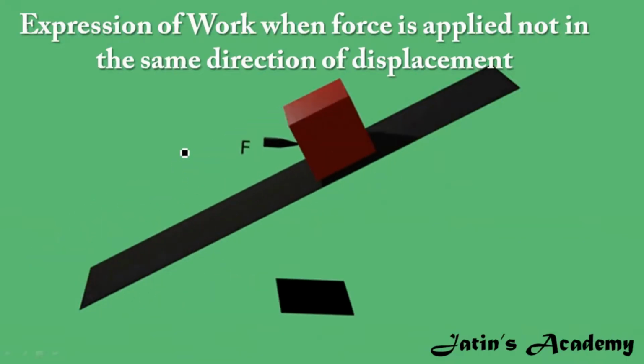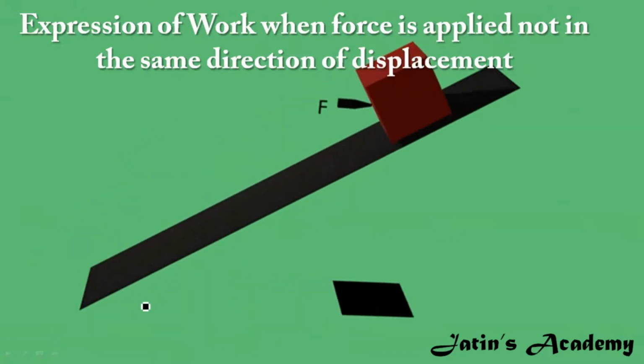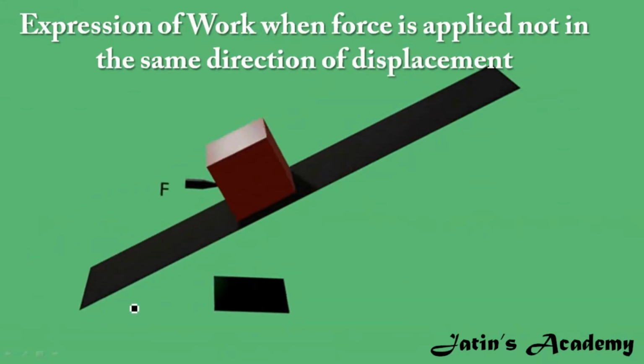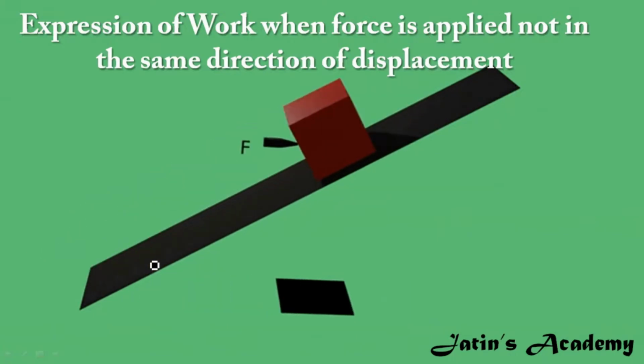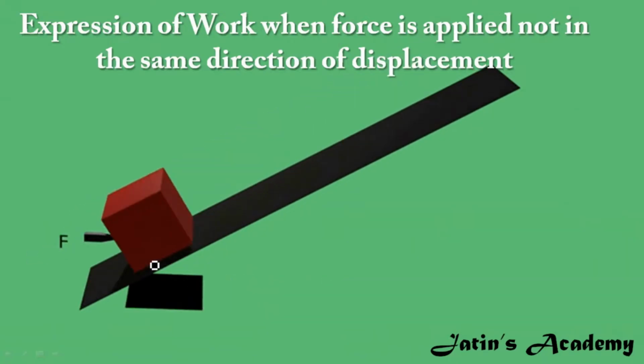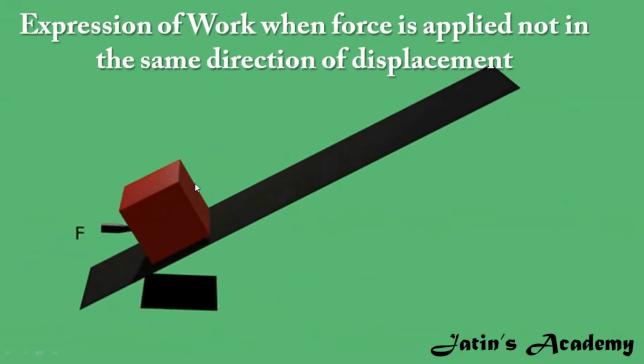Now let's see the expression of work when force is applied not in the same direction as displacement. What is the meaning of this? Carefully see. In the previous definition, we have seen that work is done on a body when force is applied on a body and the body displaces in the direction of force. But here the body does not displace in the direction of force. Why? Because force is acting in this direction and displacement occurs in this direction. It means that force and displacement are not in the same direction.